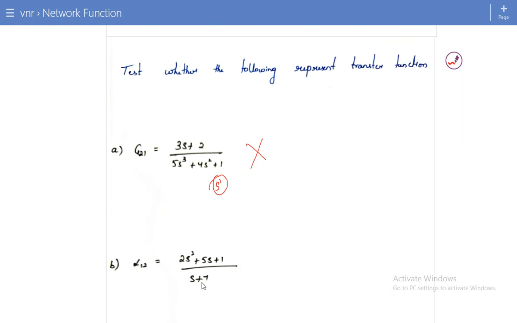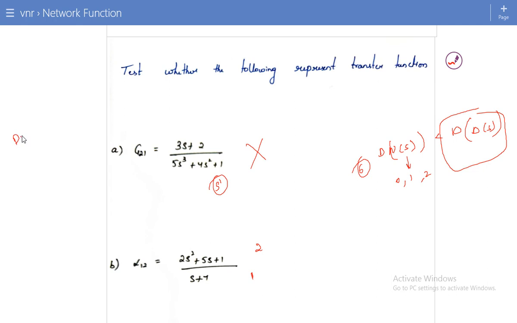The second function they have given is 2s square plus 5s plus 1 divided by s plus 4. Here the degree of the numerator is 2 and the degree of the denominator is 1. But what we know from the sixth condition is that the degree of the numerator should be less than the degree of the denominator. The numerator degree can be 0 or 1 or 2, but it always has to be less than the degree of the denominator.